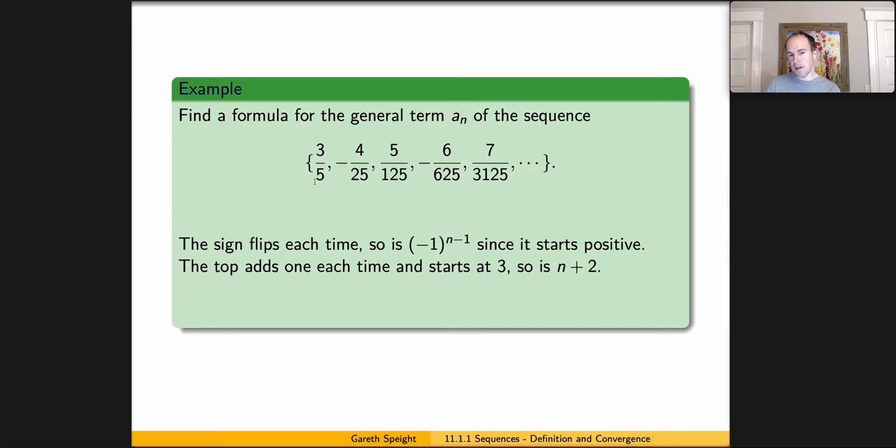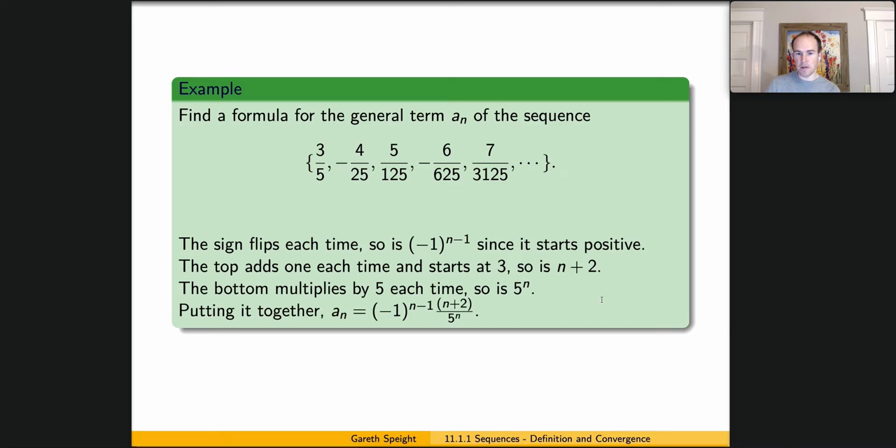Okay, the top each time, if we forget about the sign, we are going 3, 4, 5, 6, 7, and so on. The top is going up by 1 each time, and it starts at 3. So it's going to be n plus something, and when n equals 1, we want it to be equal to 3. So we have to have n plus 2. And the bottom is multiplied by 5 each time, and it starts with 5. So it's going to be 5 to the n. So if we put all that together, the nth term is -1 to the n minus 1, the minus capturing the sign, n plus 2 capturing the change on the top, and 5 to the n capturing the change in the bottom. So here is the nth term of our sequence.